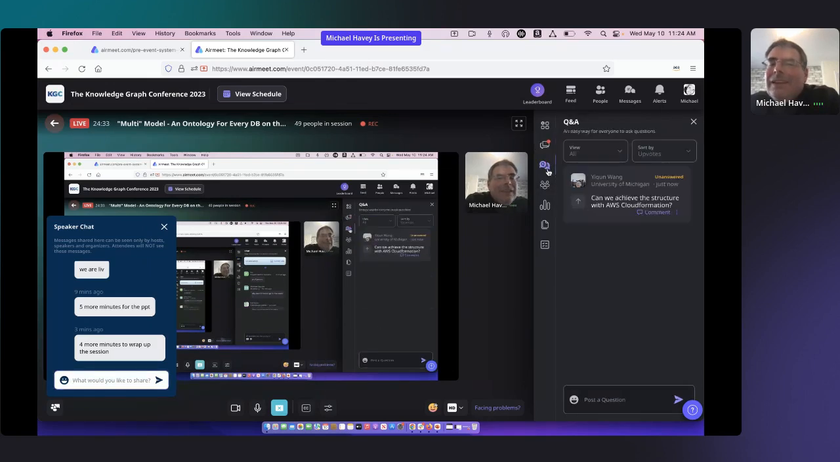Can we achieve the structure using CloudFormation? Yes, and that will be available soon. You can create all of this through CloudFormation. And if you're interested in building ontologies in UML, take a look at OntoUML. Great suggestion.